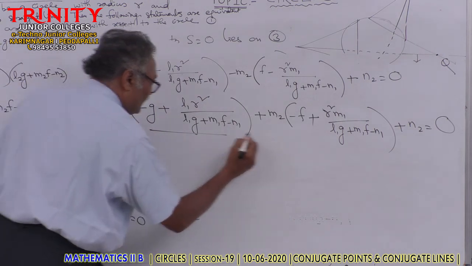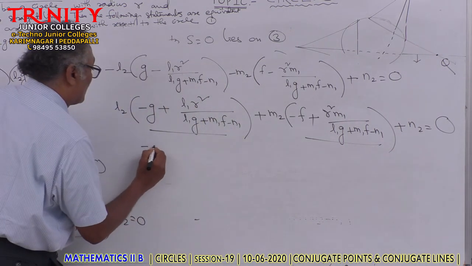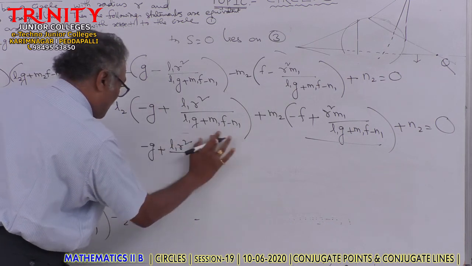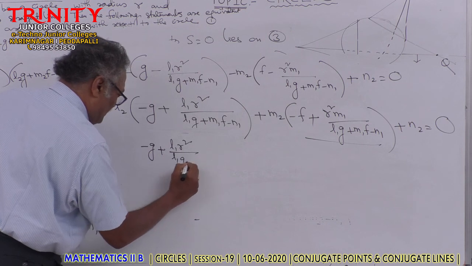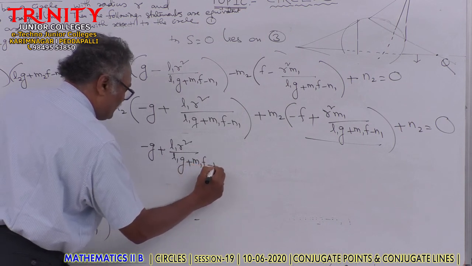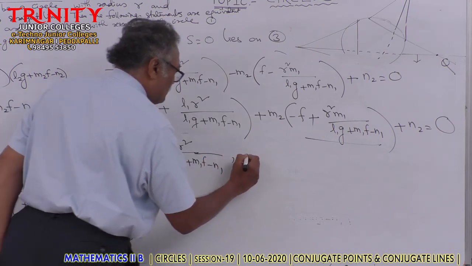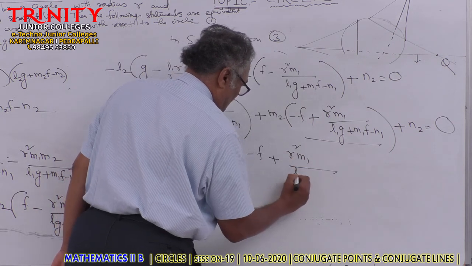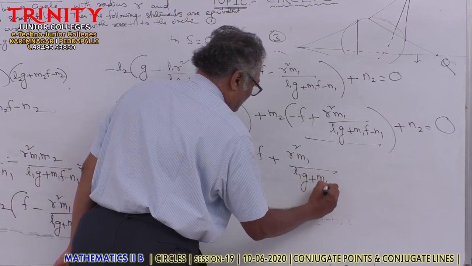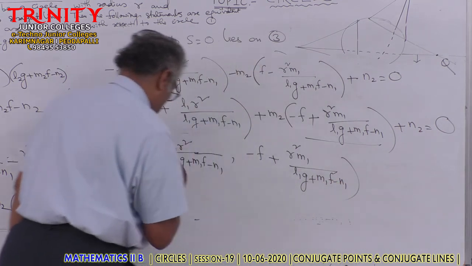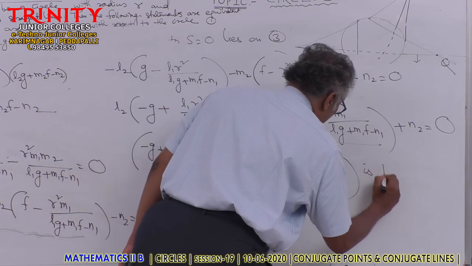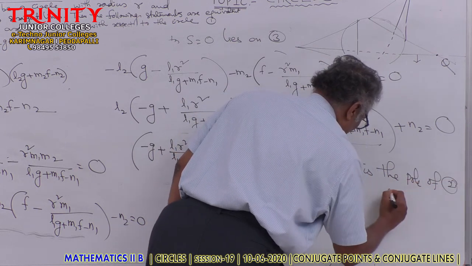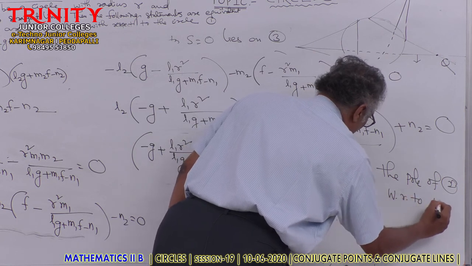I am writing here, minus g plus L1 r square by L1g plus m1f minus n1 comma minus f plus m1 r square by L1g plus m1f minus n1 is the pole of 2 with respect to 1. 1 means circle.